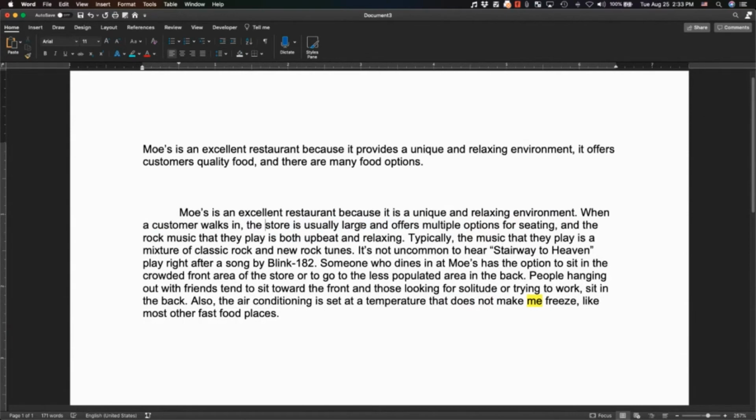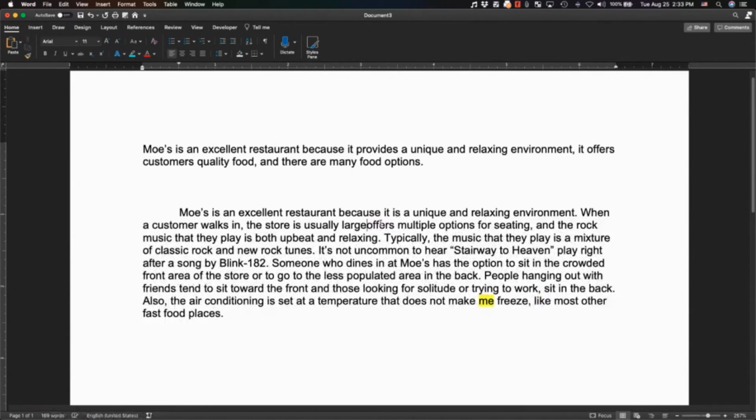So let's take a look here. When a customer walks in, the store is usually large and offers multiple options for seating, and the rock music that they play. Okay, so we've got an "and" and that makes it clunky. So let's take out the "and," include a comma, and change that to "offering multiple options for seating. And the rock music that they play is both upbeat and relaxing." All right, so cool. That sentence makes a little bit more sense now. It's a little bit clearer for the reader, and we do discuss these things later on in the paragraph.